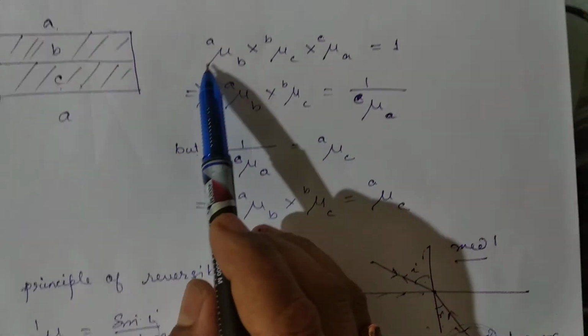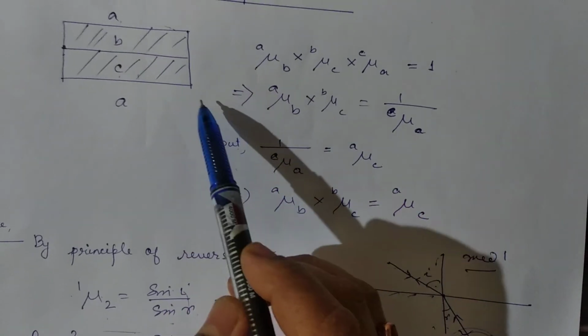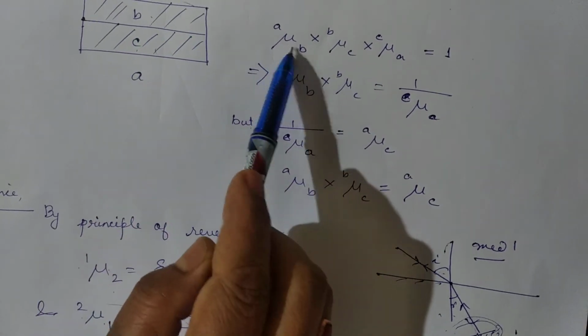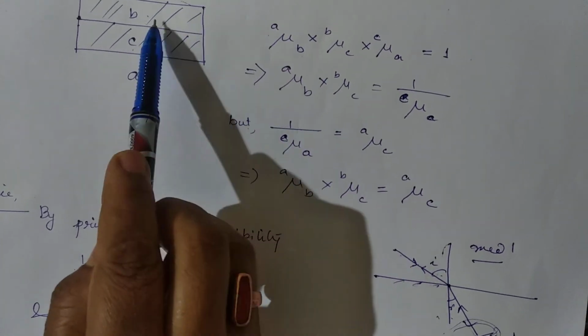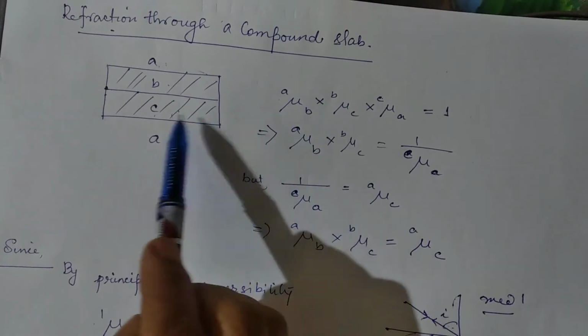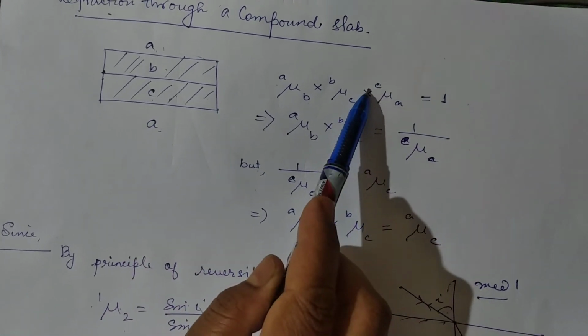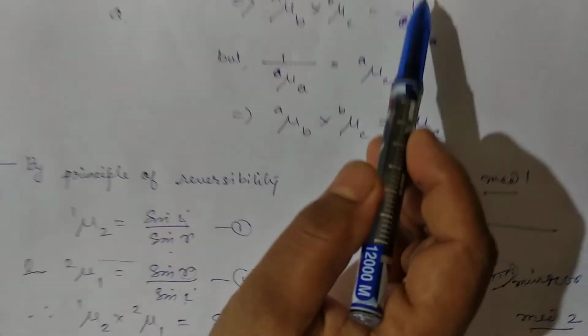Similarly, when we have 3 media like this, A to B, refractive index of B with respect to A, then B to C, C with respect to B, again C to A, A with respect to C. That should also be equal to 1 if you follow this. So this becomes equal to 1.